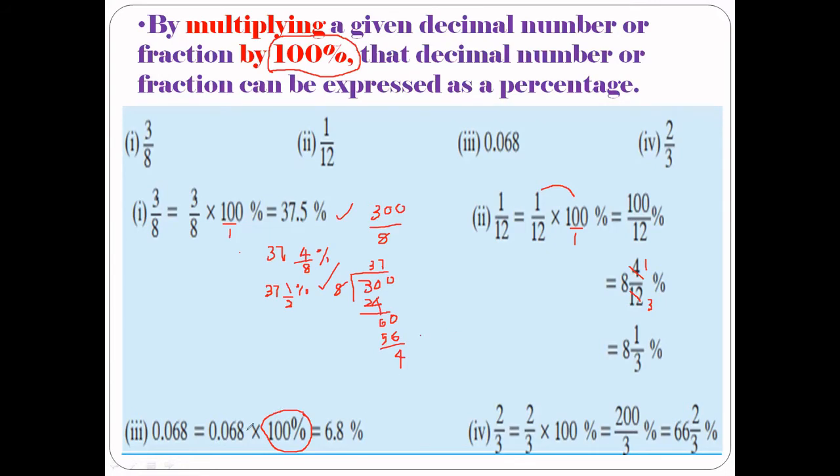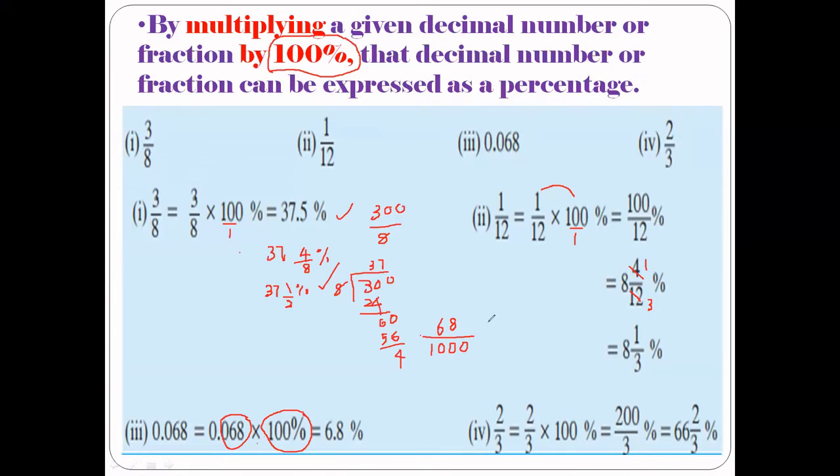0.068 can be written as a fraction. Here there are 3 decimal places. We can write that with 3 zeros. 3 decimal places, 3 zeros. That means 1000. 0.068 means 68. So that decimal number can be written as a fraction, 68 over 1000.